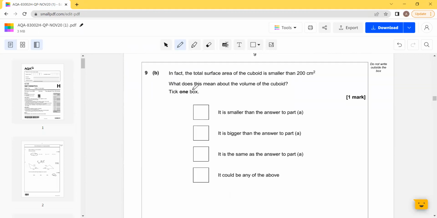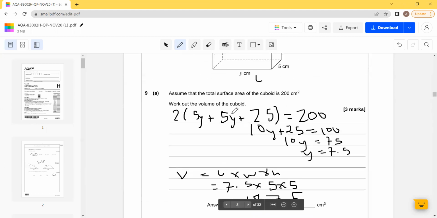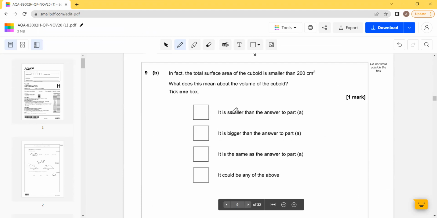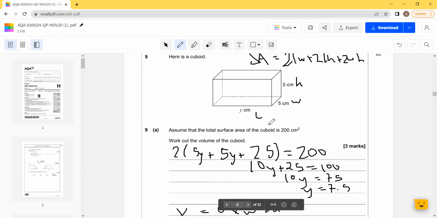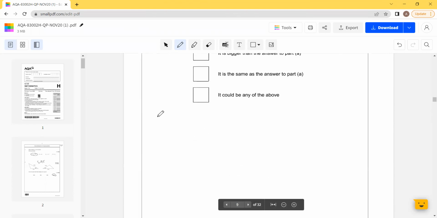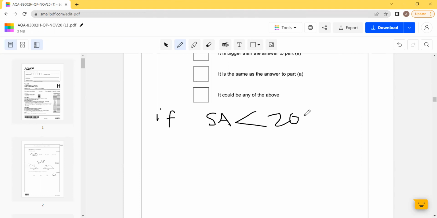9b. In fact, the total surface area of the cuboid is smaller than 200 centimeters squared. What does this mean about the volume of the cuboid? The answer is very obvious: it's going to be smaller. But the logical reasoning behind this is, if the surface area is less than 200, then y would be less than 7.5. So our volume would therefore be less than 187.5.